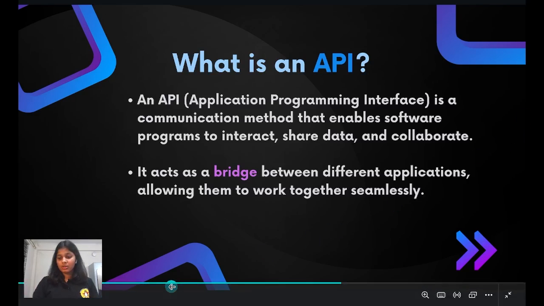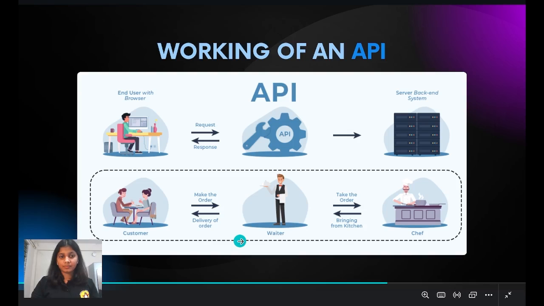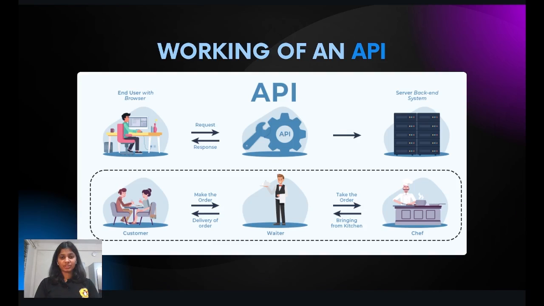Okay, I'll show you all one analogy. So, think of an API as a waiter in the restaurant. You sit at the table and tell the waiter what you want to eat. The waiter takes your order to the kitchen. The chef prepares your order, and then the waiter brings the food back to your table.